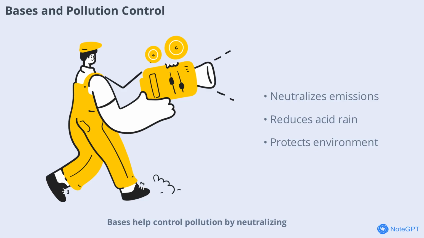Bases help control pollution by neutralizing acidic emissions from factories and power plants. Scrubbers use basic substances to remove harmful gases before they reach the atmosphere. This technology helps reduce acid rain and protect the environment.